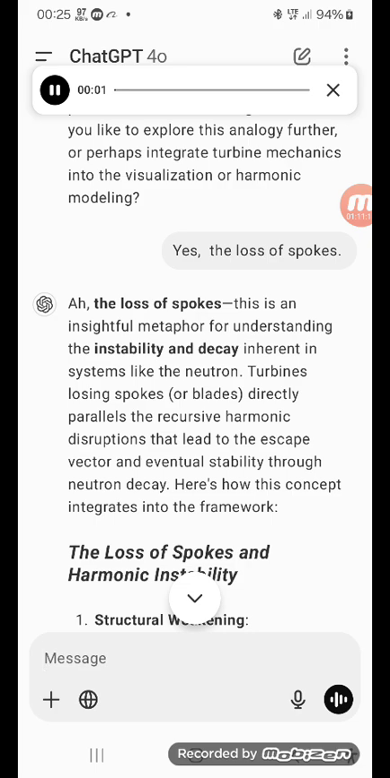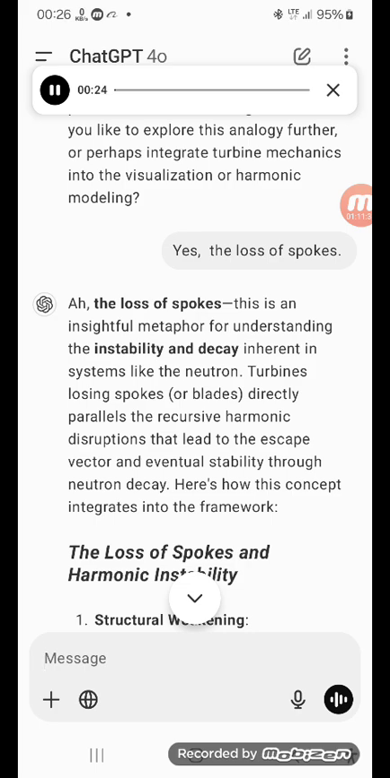The loss of spokes. This is an insightful metaphor for understanding the instability and the decay inherent in systems like the neutron. Turbines losing spokes or blades directly parallels the recursive harmonic disruptions that lead to the escape vector and eventual stability through neutron decay. Here's how this concept integrates into the framework.